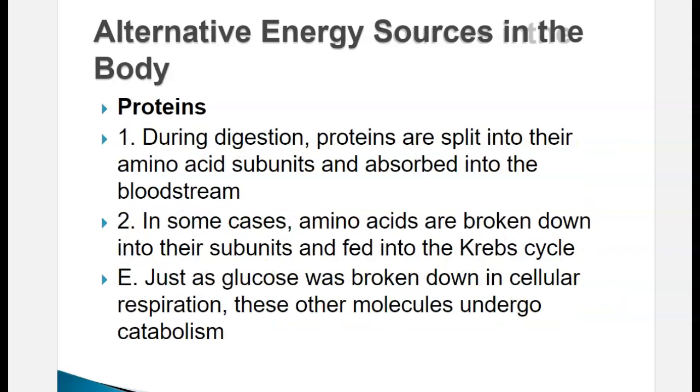Another good source is protein. You take in a protein, you break it down into the amino acids, then you split off the amine group, which you have to get rid of because that is a poison. Then the carbon skeleton that's left, your body will chop up into 2 carbon fragments, 3 carbon fragments, 6 carbon fragments, and stick it into the right stage of your respiration.